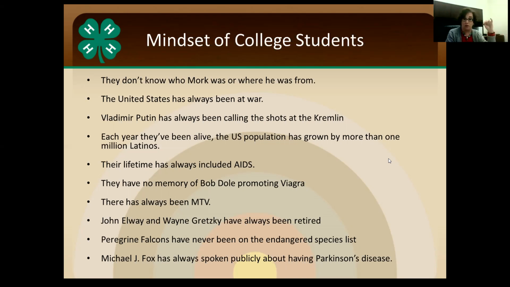Bottle caps have always been screw-on and plastic. Now you can actually buy glass bottles again, but they usually have a twist off top. They've always had an answering machine. Jay Leno had always been on The Tonight Show. Now that's changed, but popcorn has always been able to be cooked in the microwave.